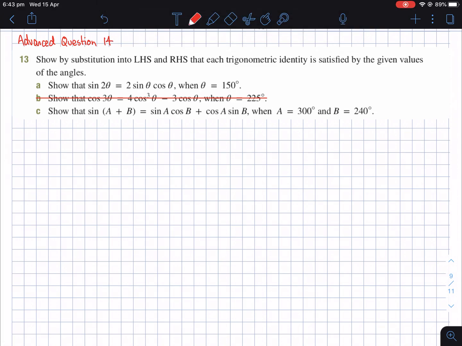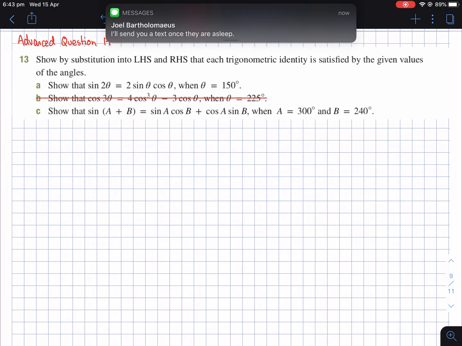Right, question 14 if you're in advanced, 13 if you're in extension. We're doing questions A and C.